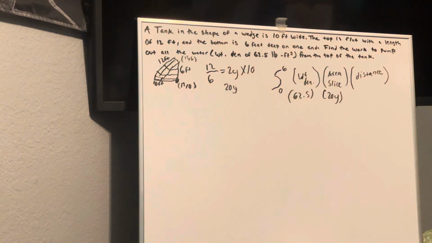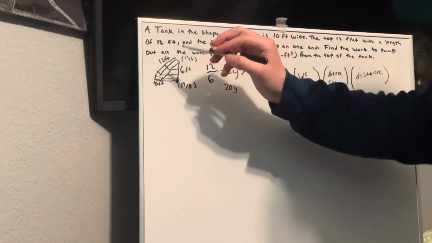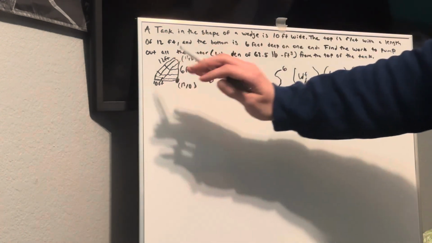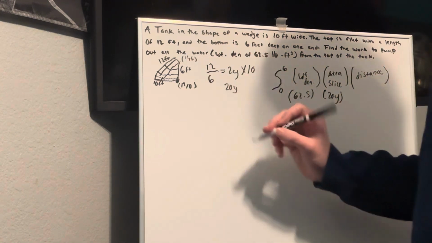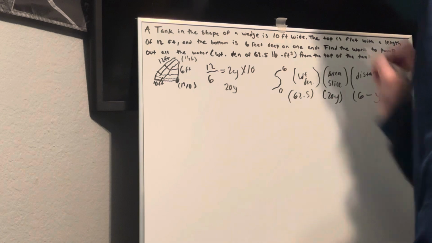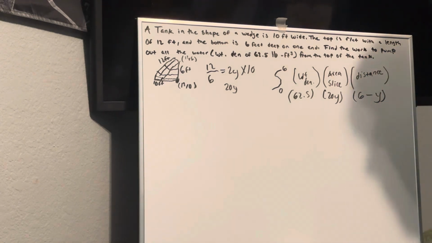Distance. Well, what is the tippity top? 6 feet. What can it only go down by? To 0, but it can go also here to 5, 4, 3. So this is going to be 6, which is our tippity top, minus y, because we are using y. So now we have our weight density, our area slice, and our distance. Now we can set this integral.